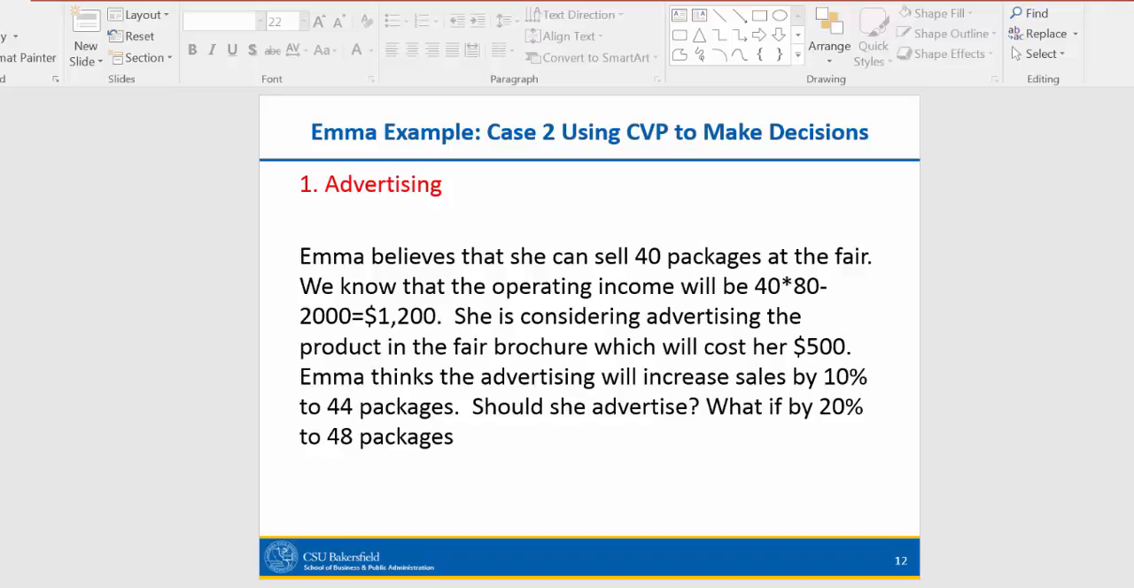Okay, so the first possibility is Emma thinks the advertising will increase sales by 10%, so from 40 to 44 packages. Now should she advertise? What if by 20%, so from 40 packages to 48 packages? So basically she has to decide whether it's worth it.